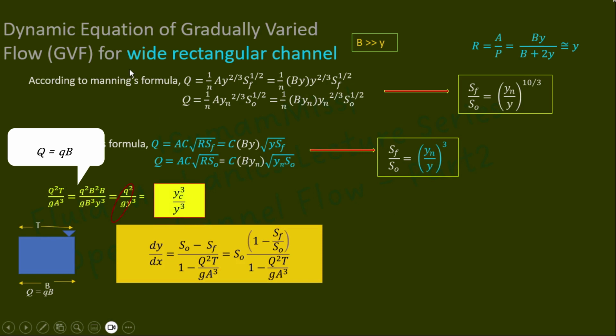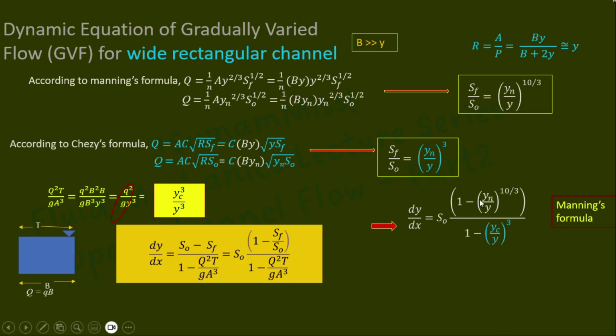So the dynamic equation for a wide rectangular channel turns into dy by dx equal to S naught into 1 minus (yn by y) raised to 10 by 3 divided by 1 minus (yc by y) the whole cube, if you are following Manning's formula. And dy by dx equal to S naught into 1 minus (yn by y) raised to 3 divided by 1 minus (yc by y) raised to 3, if you are using Chezy's formula. So slight variation you can observe, because here the exponent is 3.33, whereas here this exponent is 3.